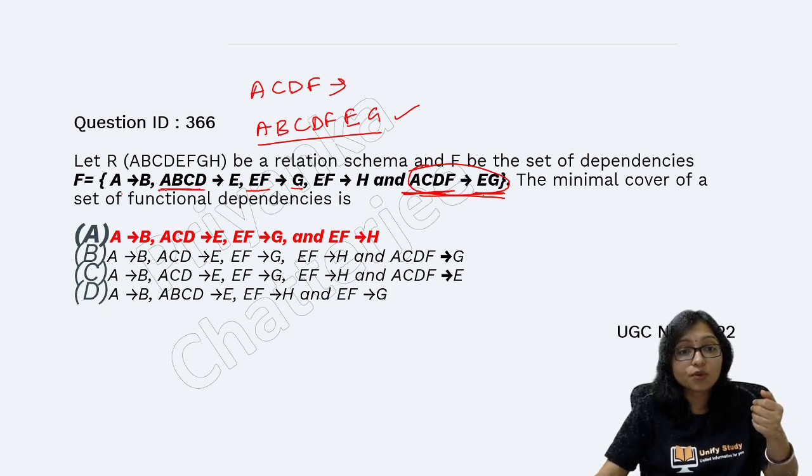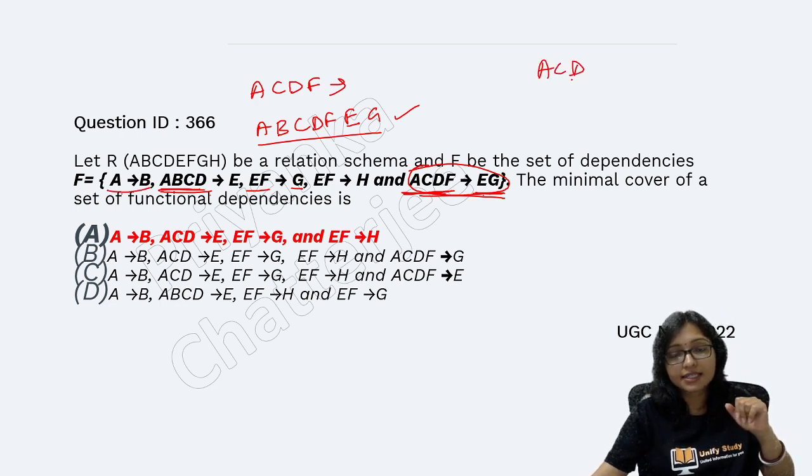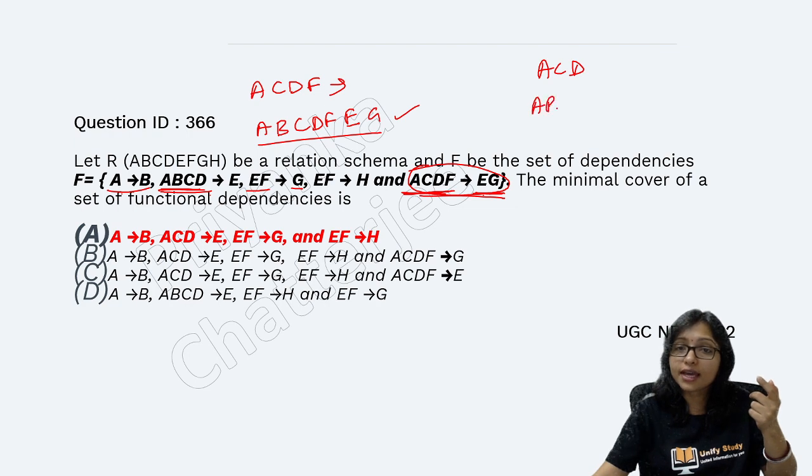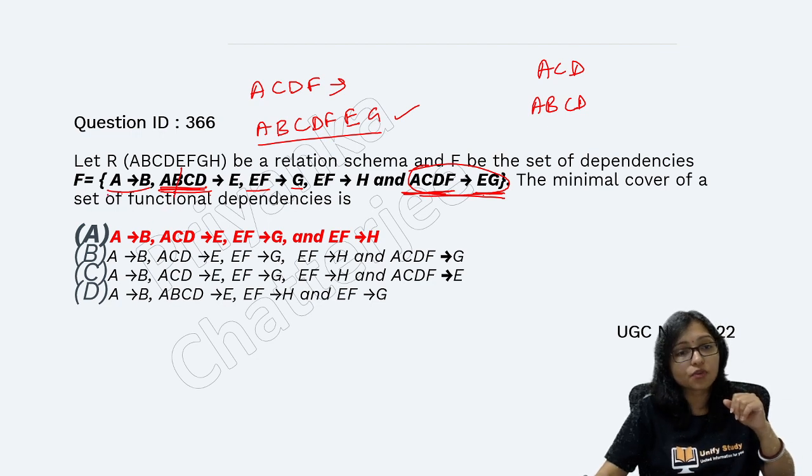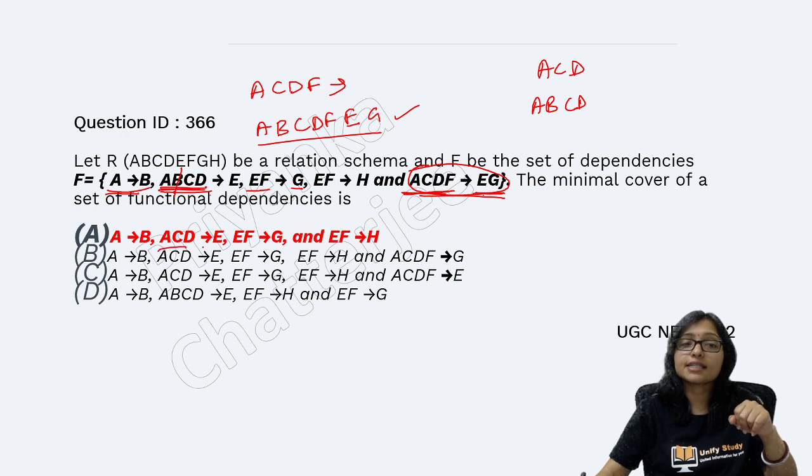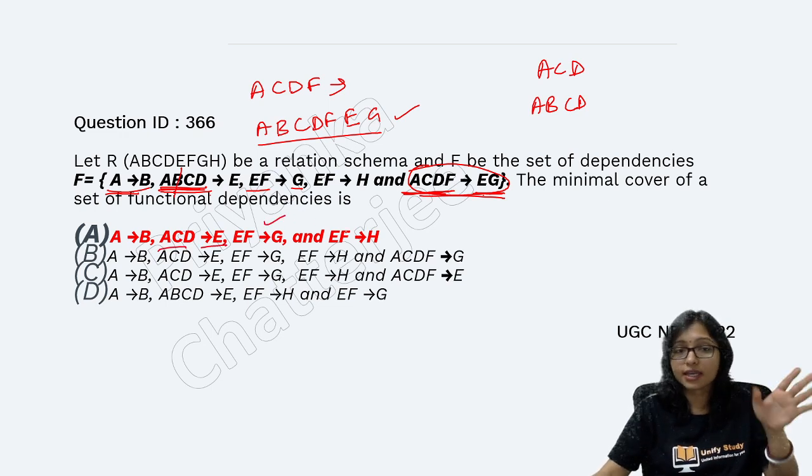And here why can I eliminate B? Because A can determine B. If I am taking A, C, D, from A I can already determine B also. That's why from this A, B, C, D I can remove B, because from A automatically B will be generated. And that's why A, C, D implies E. This one I cannot remove. This one also I cannot remove. So finally this is your answer.